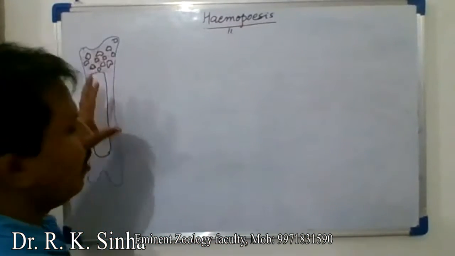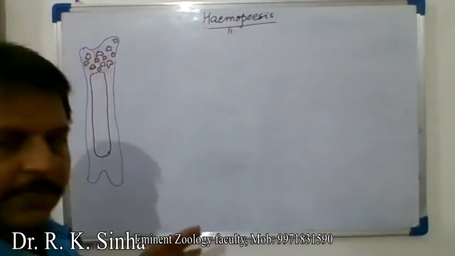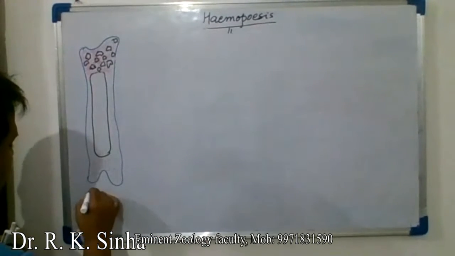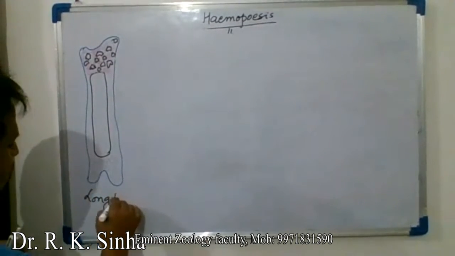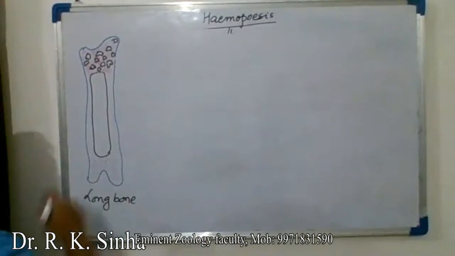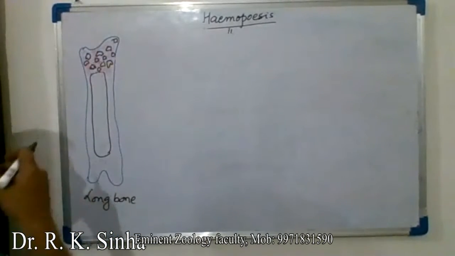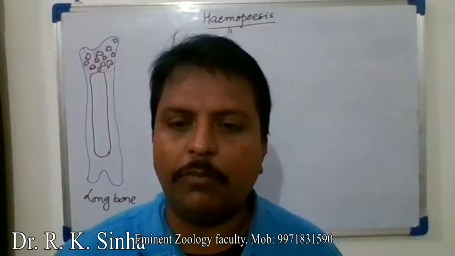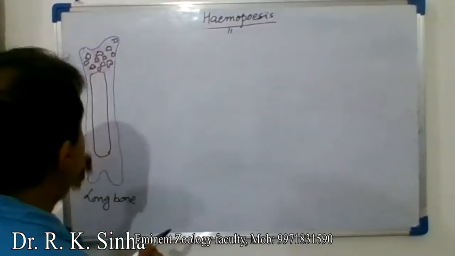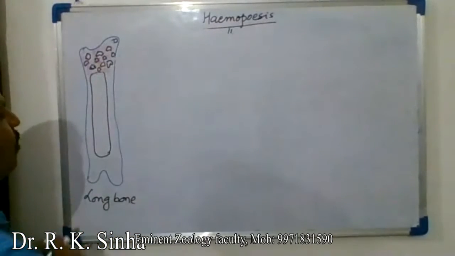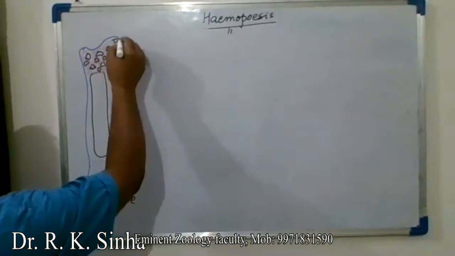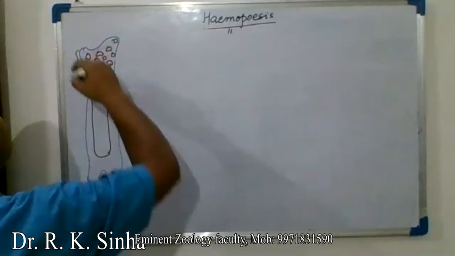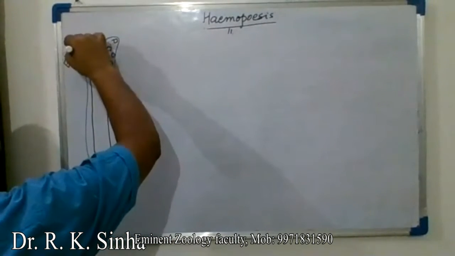Listen, this is a long bone of the body. We can consider any long bone of the body. After birth, the formation of blood occurs in the long bones of the body. This part of the long bone is known as the epiphysis. So this is the epiphyseal region.